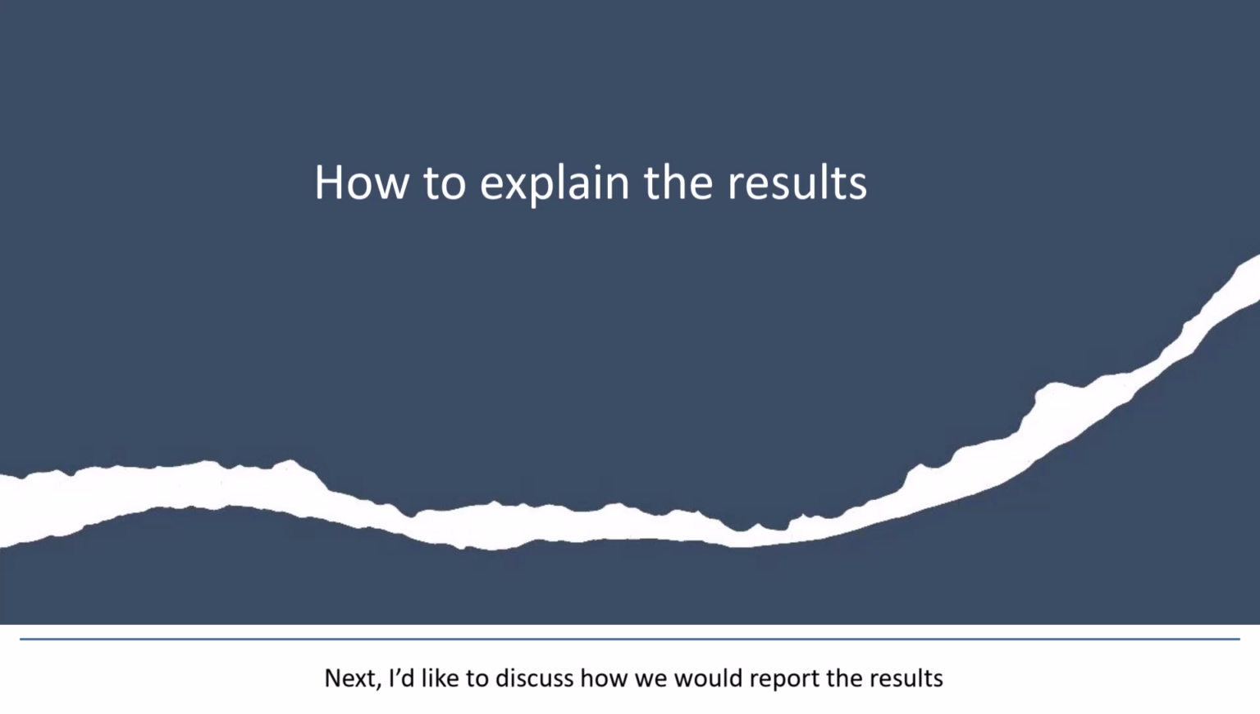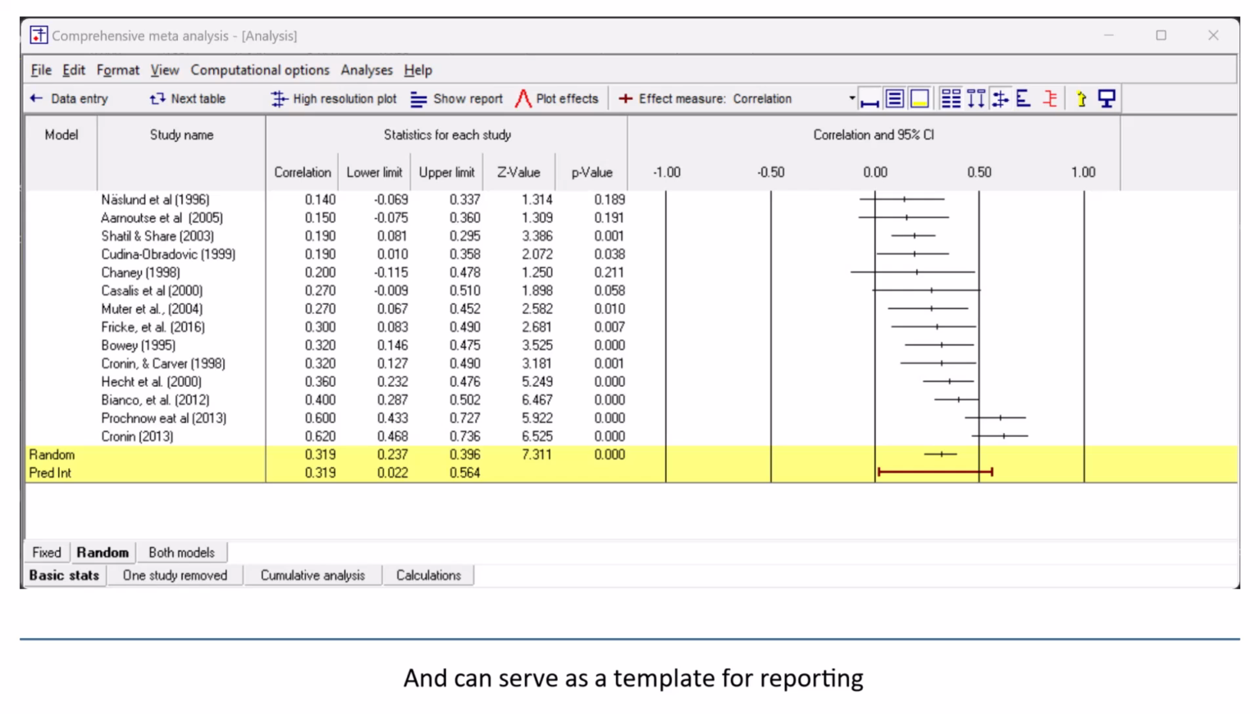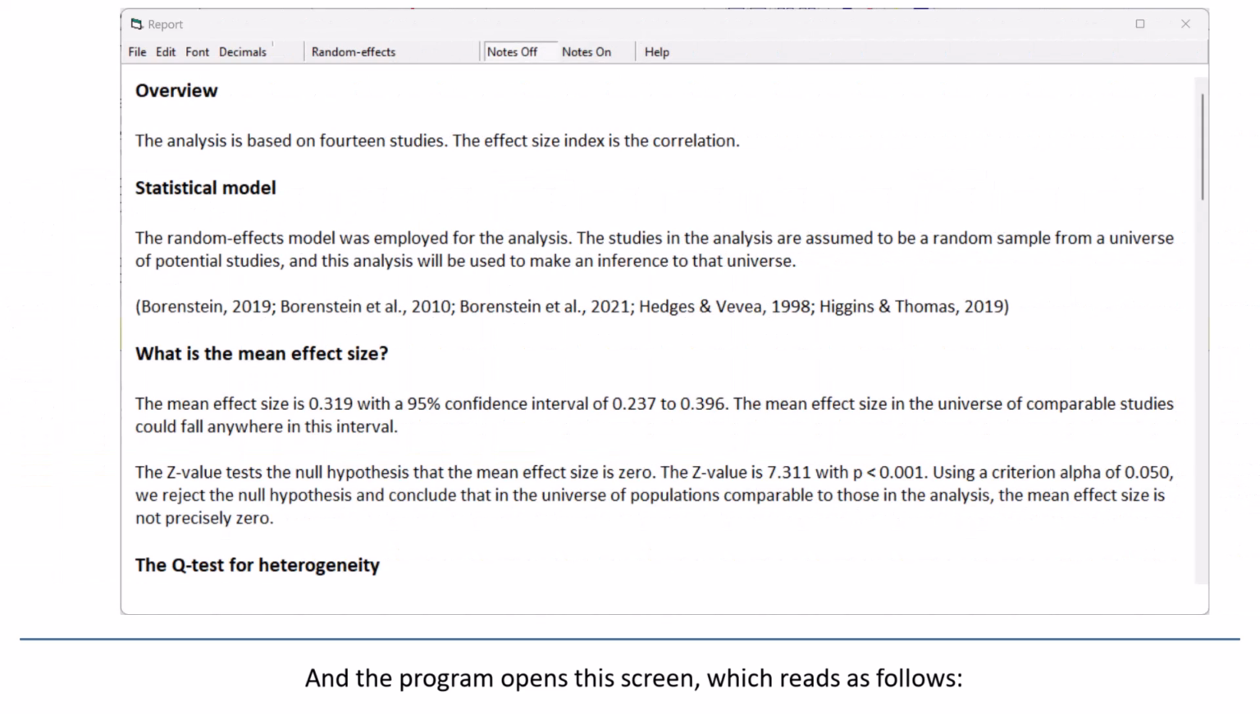Next, I'd like to discuss how we would report the results. CMA will actually create a report that summarizes all of this data and can serve as a template for reporting. I simply click Report, and the program opens this screen, which reads as follows. Overview. The analysis is based on 14 studies. The effect size index is the correlation. Statistical model. The random effects model was employed for the analysis.